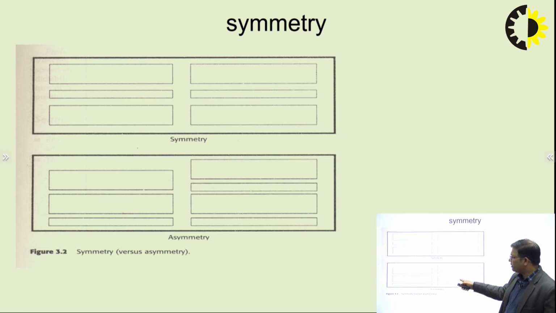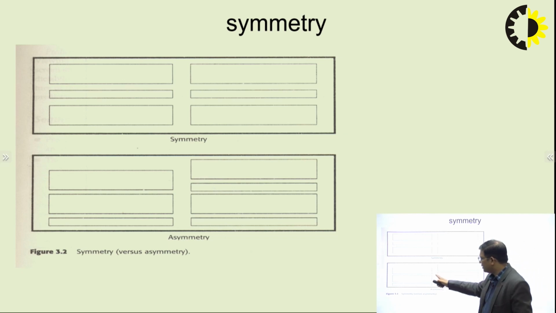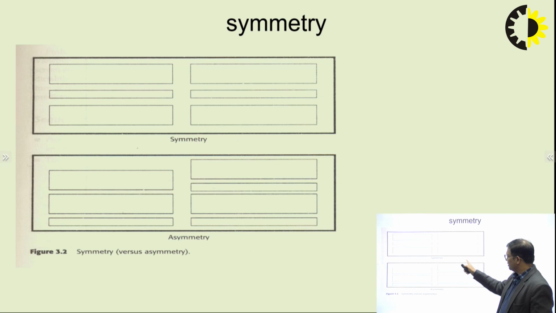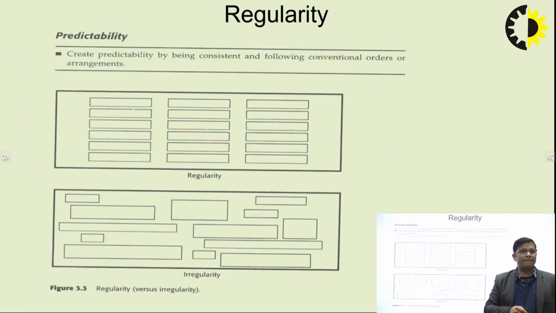And if we talk about this type of screen design, asymmetry means what? If there are multiple boxes and we are not matching the right-hand side boxes, this is asymmetry. So, symmetry in design is always good.